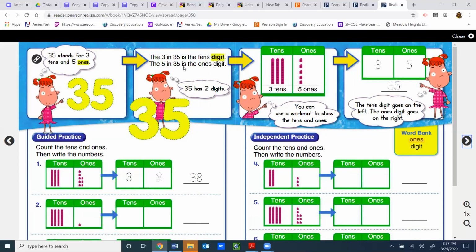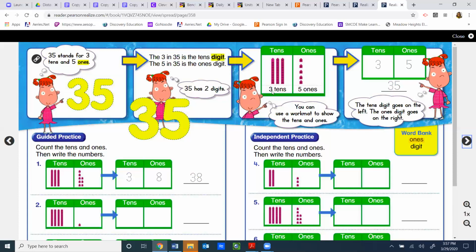Now the 5 in 35 is the ones digit. Let's follow that arrow over here to the ones place, and you see 5 ones written out down here. Again, we started talking about this in the last lesson. So I'm going to read that again. The 3 in the 35 is the tens digit. The 5 in the 35 is the ones digit. So 35, this number has 2 digits. Remember, the word digit means one number.